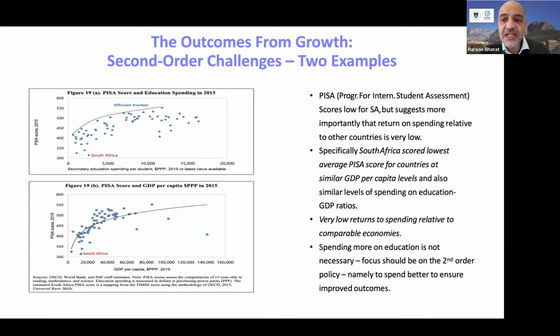Another second order challenge is that I have referred to how the state spends similar amounts to other countries on education and schooling. Sorry, could you just give me 1 second, please?